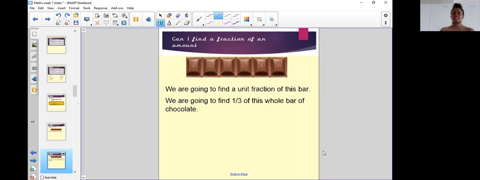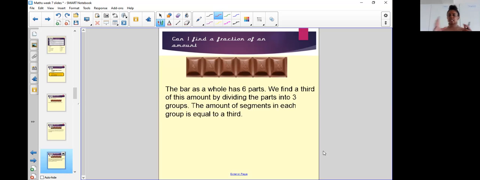So we are going to find a unit fraction of this bar. We are going to find 1/3 of this whole bar of chocolate. So essentially the bar has 6 parts. We find 1/3 of this amount by dividing the parts into 3 groups. The amount of segments in each group is equal to 1/3. So we are finding 1/3 of 6.